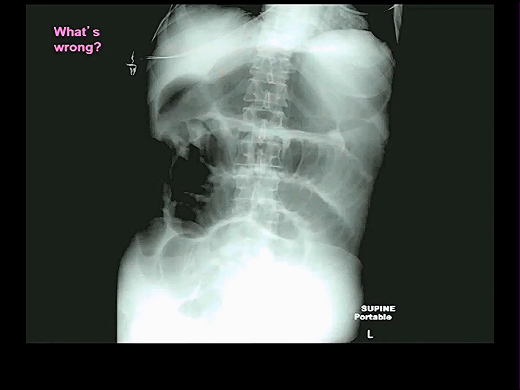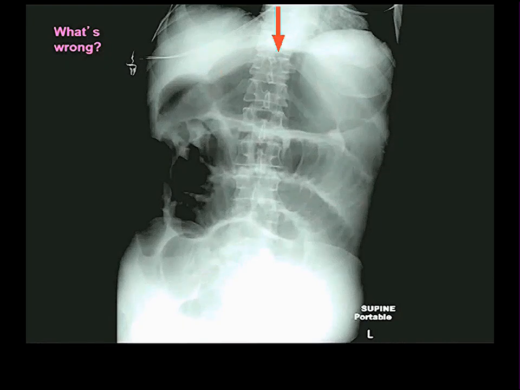Anybody know what's wrong or have any idea what's wrong? Yes. Air in the bowel. Very good. This is an obstructed bowel with air accumulating proximal to the obstruction.